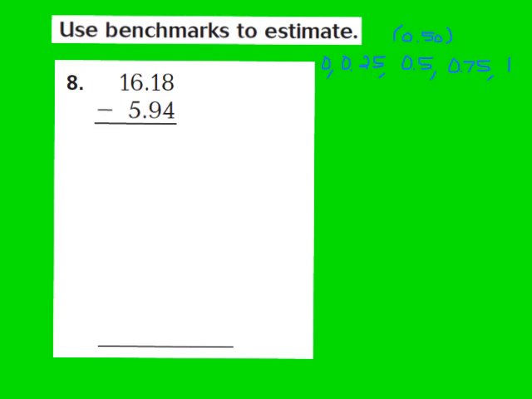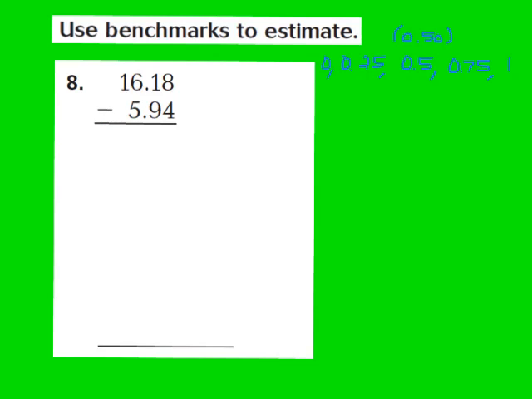Now, let's take a look at question number 8. Once again, our job is to use benchmarks to estimate. And over here, you see that I have your benchmarks once again written down for you. I have 0, 25 hundredths. We have 5 tenths, which is also 50 hundredths. Once again, those are our equivalent decimals. We have 75 hundredths, and then we also have the whole number 1. Now, for question 8, they give us 16 and 18 hundredths minus 5 and 94 hundredths.